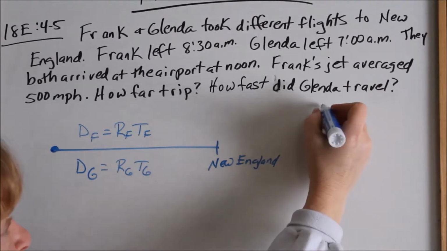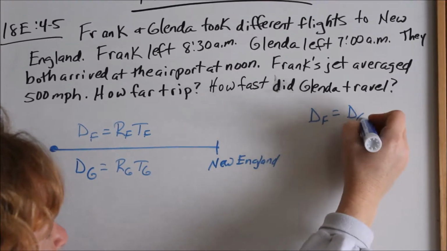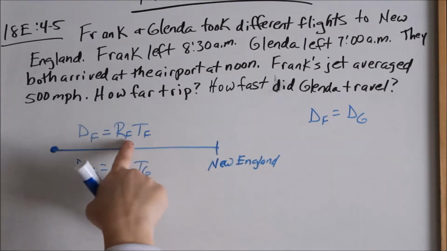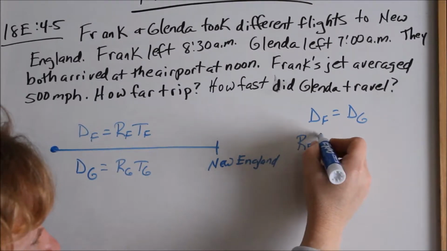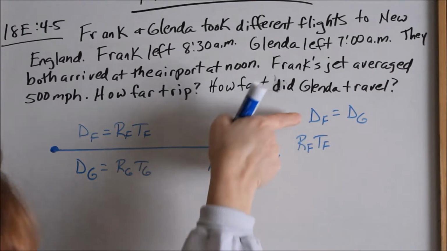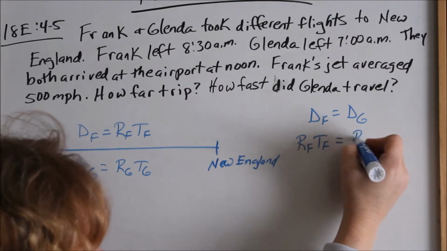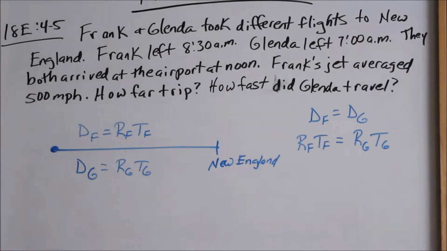One statement we can make is that Frank's distance is equal to Glenda's distance. Well, we can substitute in rate times time for Frank. So Frank's rate times his time is equal to his distance. Over here for Glenda, we can substitute in her rate times her time. Okay? So now let's find out what other information we know from the problem.